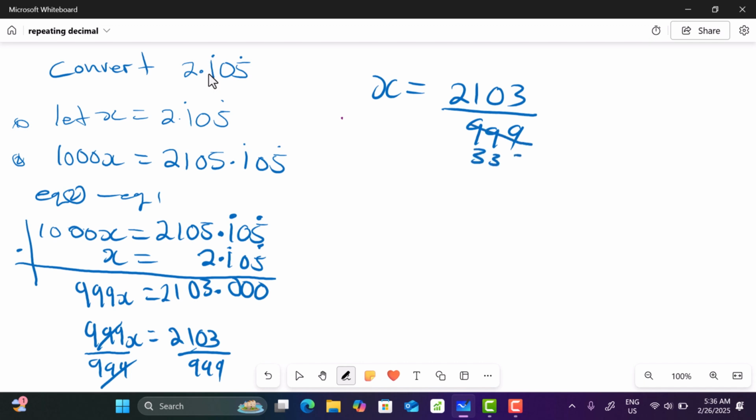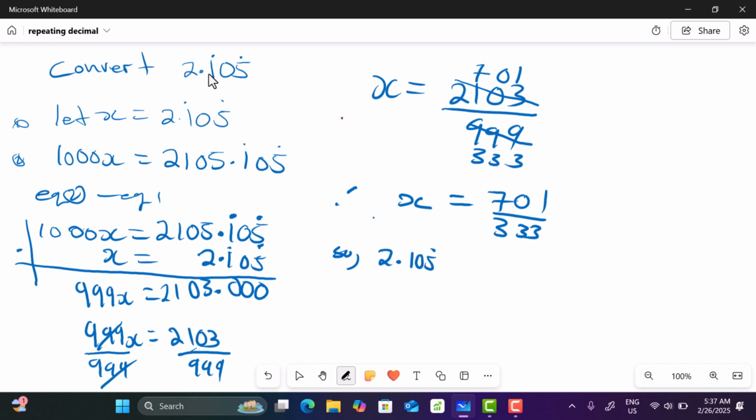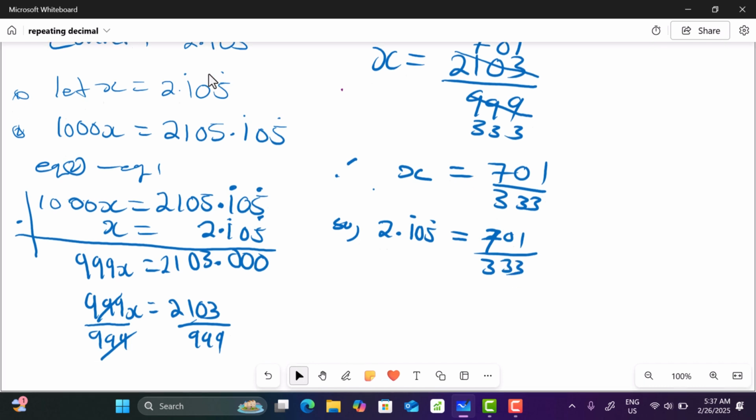So 3 here, 3 here, 3 here, and up here 21, here we get 7, here we get 0, we get 1. Therefore we can see that x equals 701 over 333. So the decimal 2.105 repeating is actually equal to the fraction 701 over 333. Okay, so I want you to convert this.